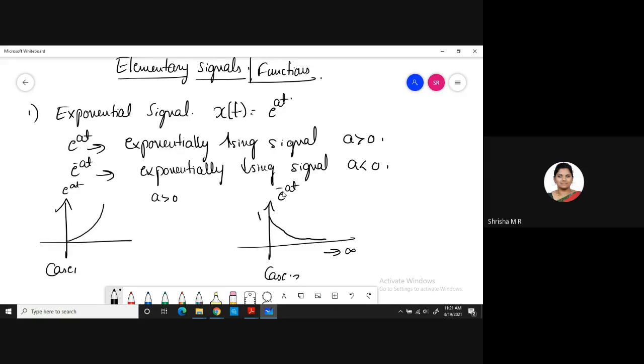In exponential, you have two types. If a is greater than 0, it represents exponential growth. If a is less than 0, it represents exponential decay. Fine, this is about the exponential signal.